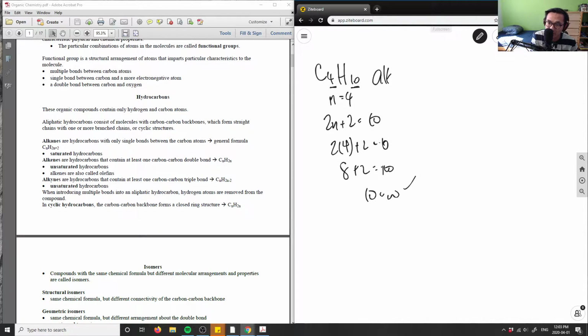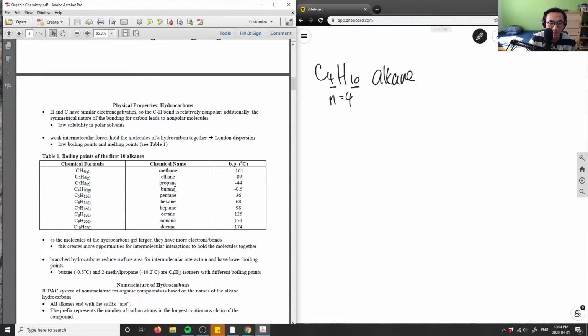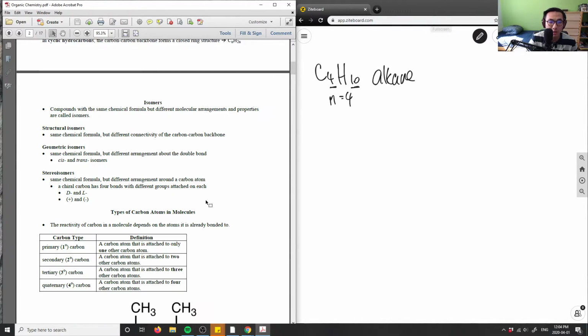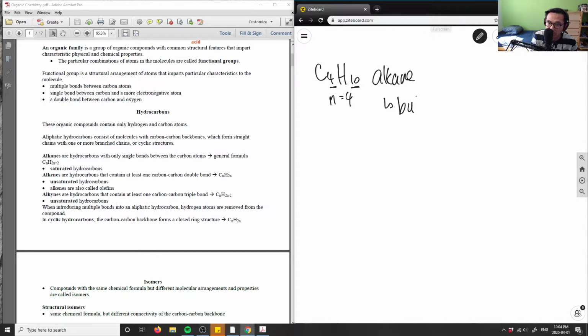And what kind of alkane is this? We talked briefly about naming, and if we go back to our little chart here for naming, this is C4H10, this is butane. We're going to do a lot of naming today, so get ready for that. So this is an alkane, and specifically this is butane.